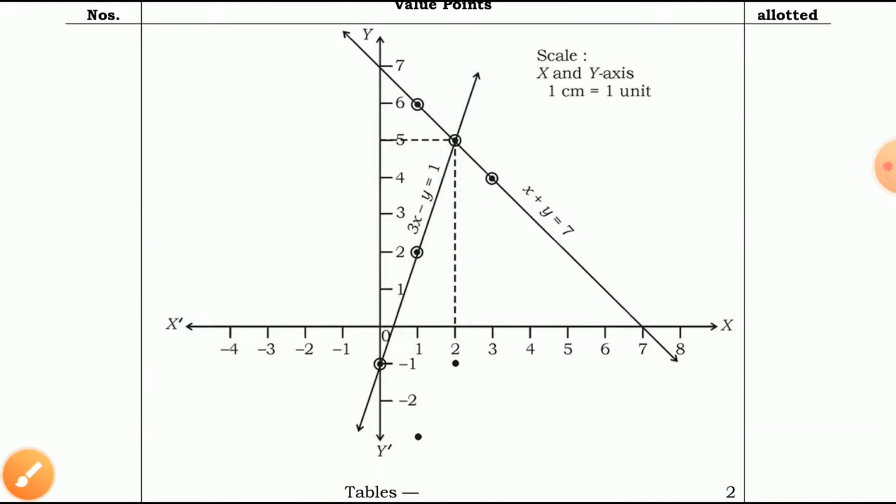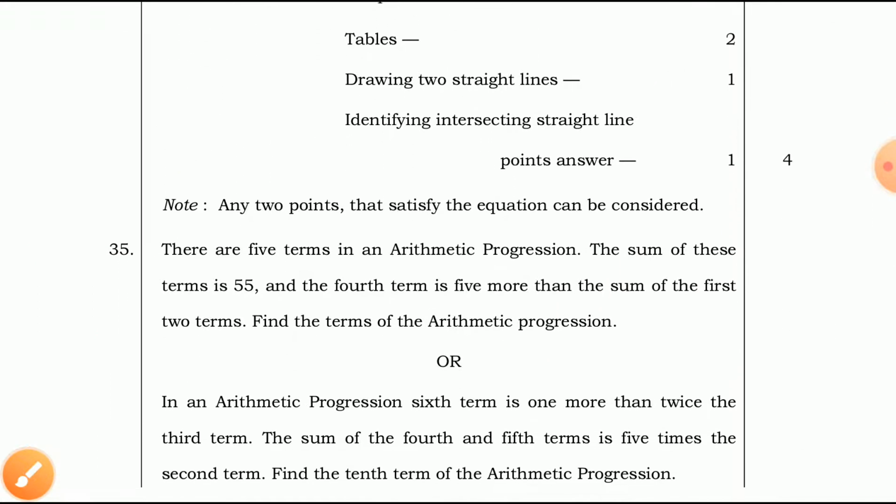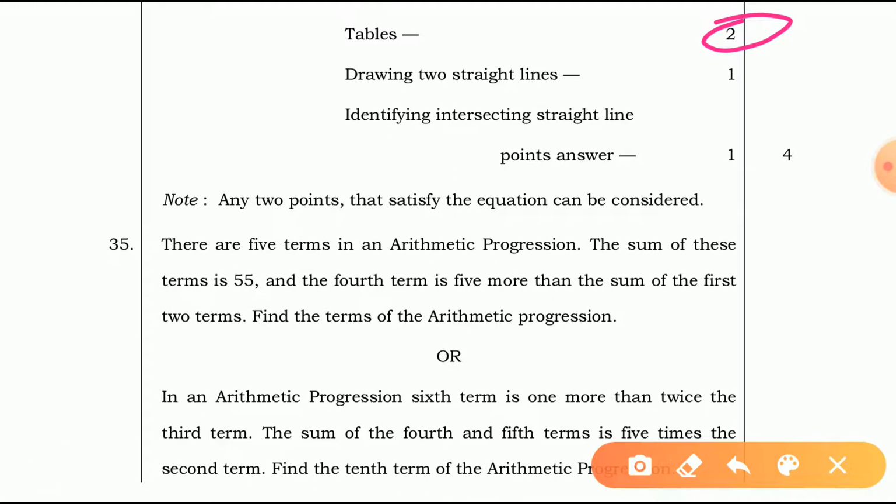Here we observe the scheme of evaluation. Suppose we construct the tables, we award 2 marks. Drawing two straight lines, we award 1 mark. Identifying the intersecting point and writing the answers, we award 1 mark. 2 plus 1 is 3, 3 plus 1, total 4 marks for the graph. I hope this discussion is understood.